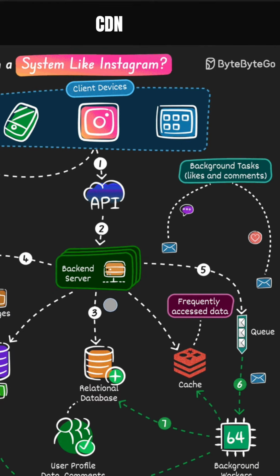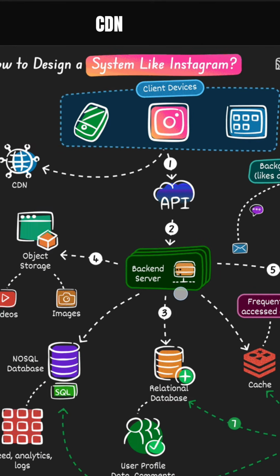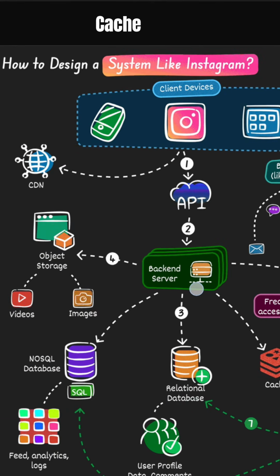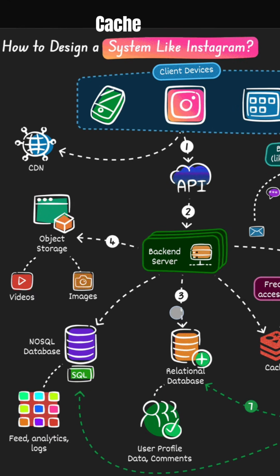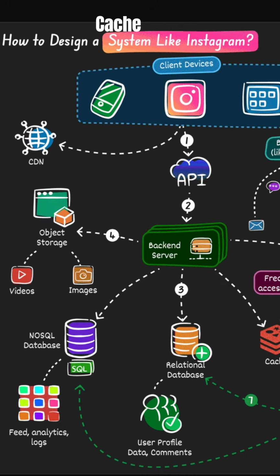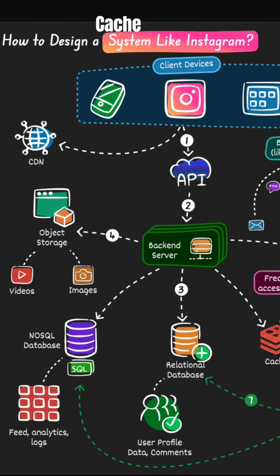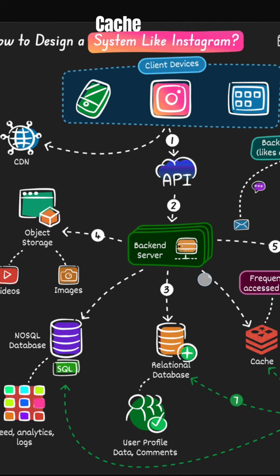Content Delivery Network, CDN. How do Instagram photos load so quickly, no matter where you are? That's the CDN at work. A CDN stores copies of the media files on servers all around the world. When you request a photo, it's served from the closest server, reducing latency.